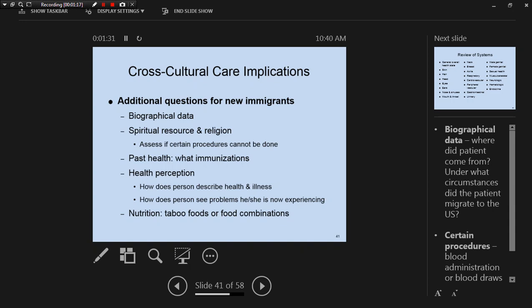And then, how do they perceive health? Can they describe what health and illness or even wellness means to them? And then, like we said, nutrition, that may also fall with the certain procedures and treatment that can be done. So, are there certain meat products that they need to avoid? Dairy products.